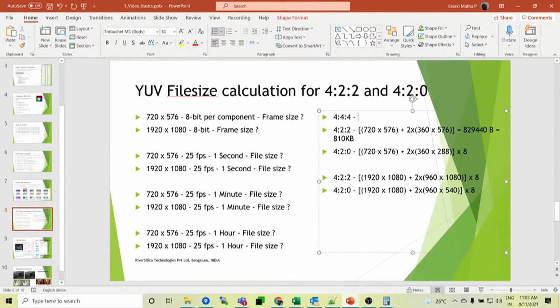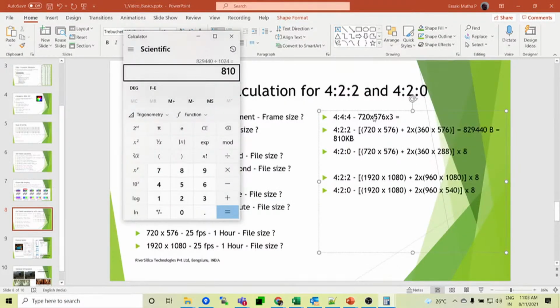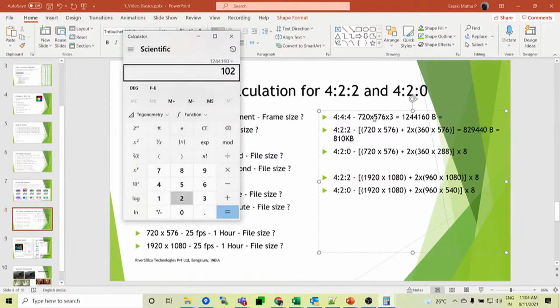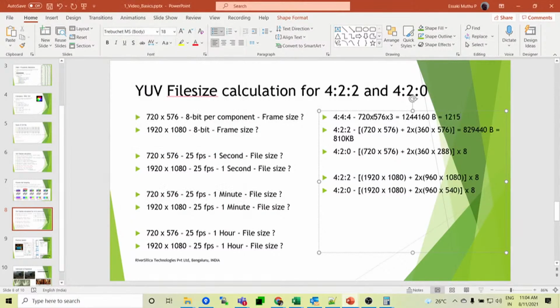This has got 720 into 576 into 3. This is a byte. If I convert into kilobyte, divide by 1024, it is kilobyte. Okay, now we'll calculate for 420. What is the value? 420, width is halved, height is also halved. So the width 720 is halved to 360, height 576 is halved to 288. So width is halved, height is also halved, both.